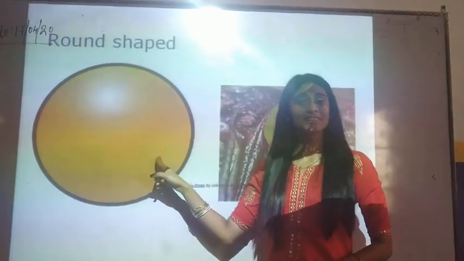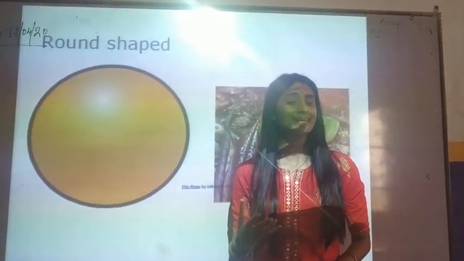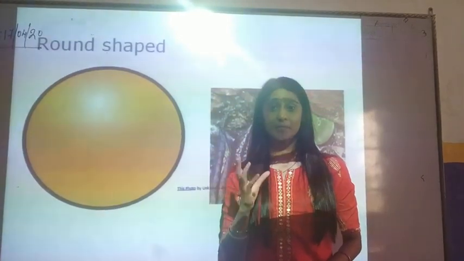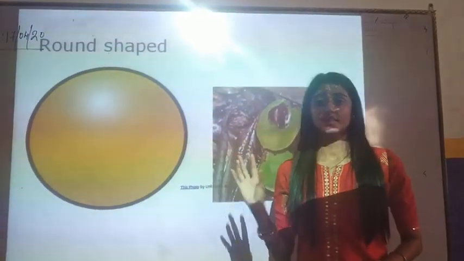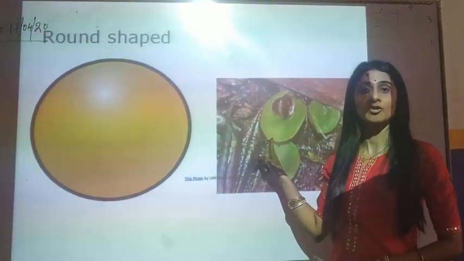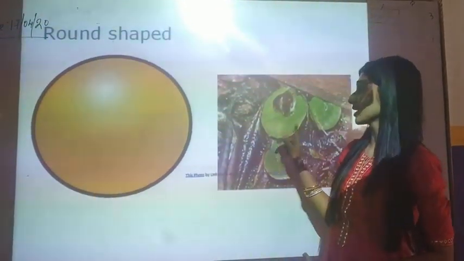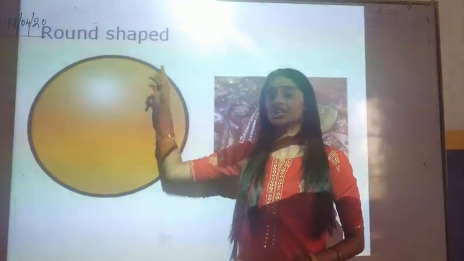Which shape is this? Yes, round. You can see a round-shaped ball. Yes, right. So many plants also have this type of leaves, round-shaped leaves. See this? This is an example of oregano leaves. So the same as a round shape. So this type of leaves are called round-shaped leaves.